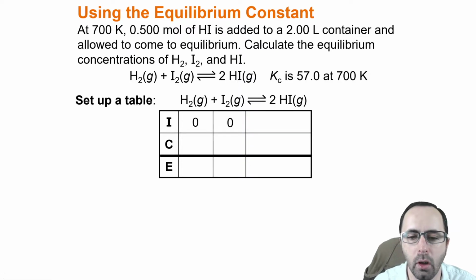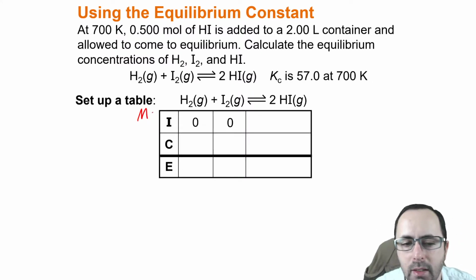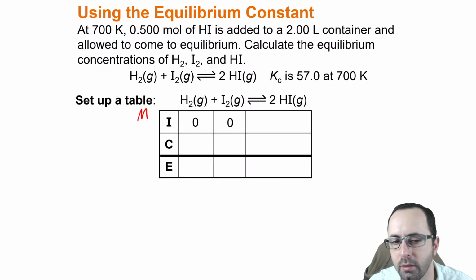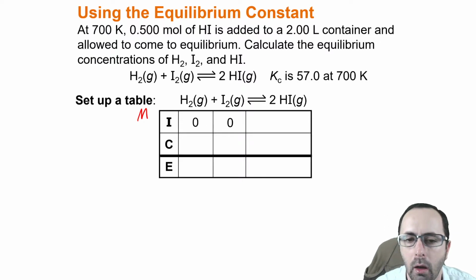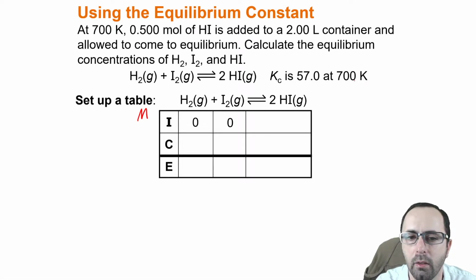And it's important to note here, although I didn't write it, that these are molarities, okay? Sometimes your table can be a little crowded, and so you'll leave off the molarities, but just keep in mind whether you're talking about molarities or maybe atmospheres if you're dealing with pressures. Finally, we have to put the concentration of HI, but we're not given the concentration, we're given the number of moles. So we should calculate the concentration of HI.